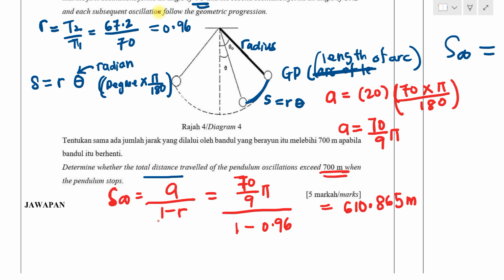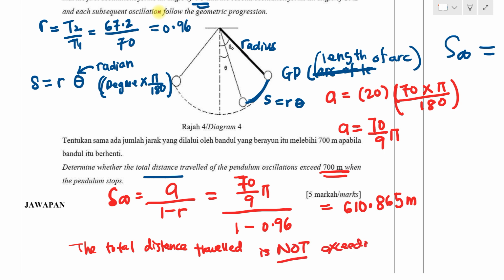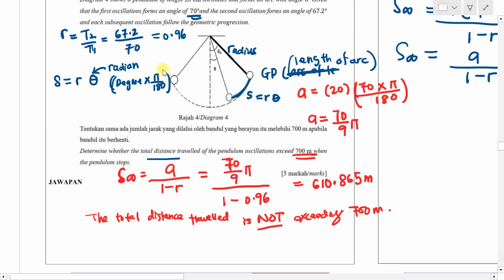So you must make a justification there. So the total distance traveled is not exceeding 700 meters. Okay, so that will be the justification here.